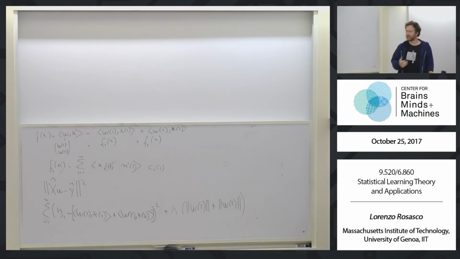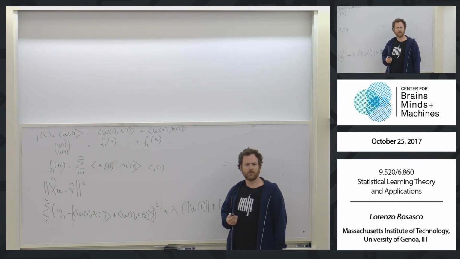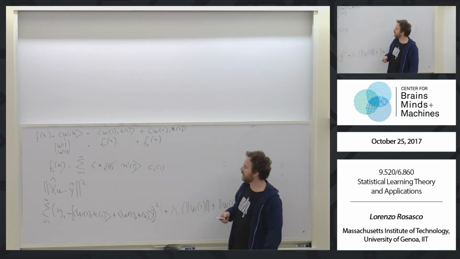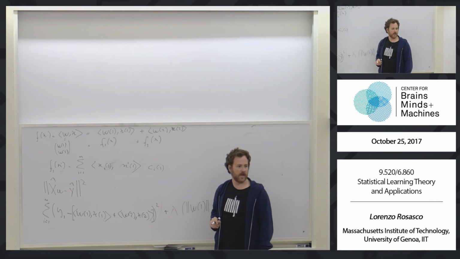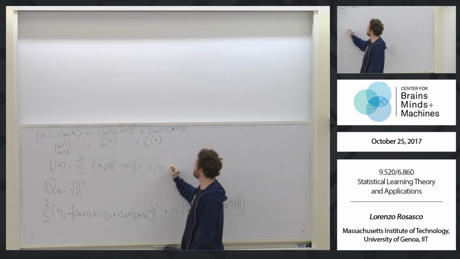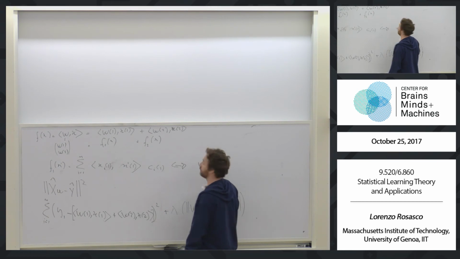Because I want to take a look at the way we proved the representer theorem. Do you remember how the proof went? We basically said, okay, I want to show that F1 has this form. And one way to see this is that it is equivalent to the fact that W1 has to be of a certain form. How?